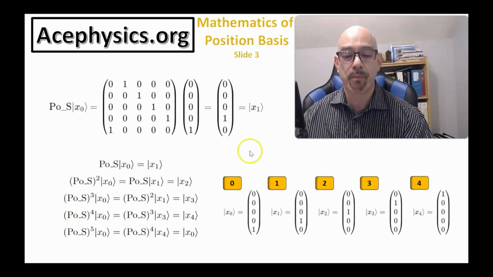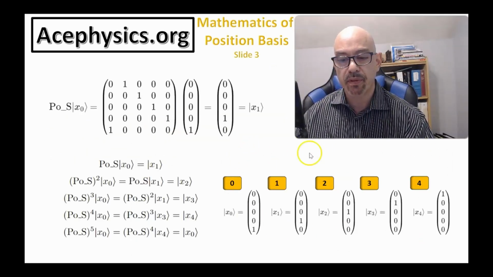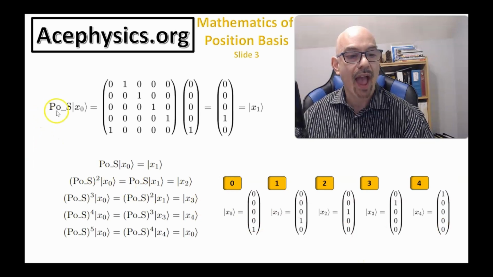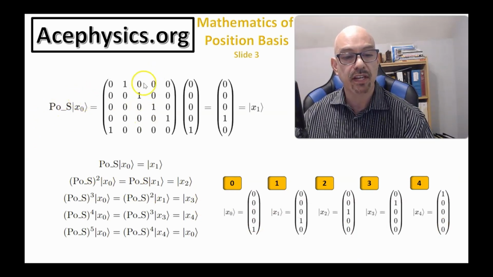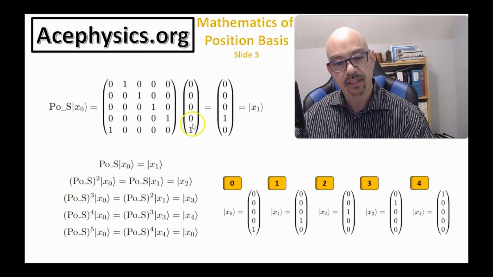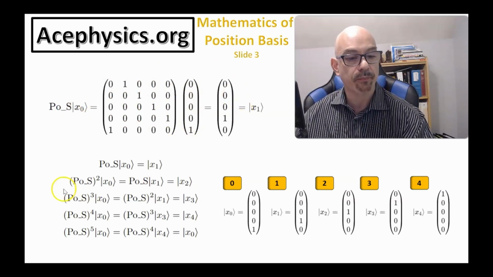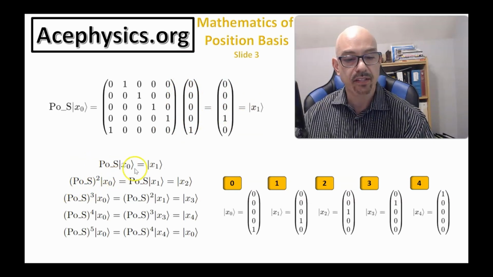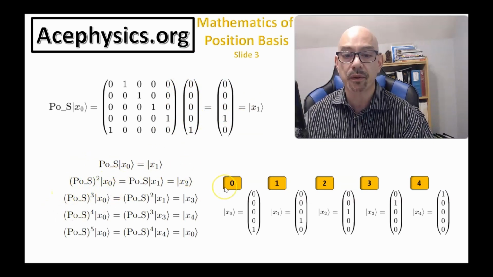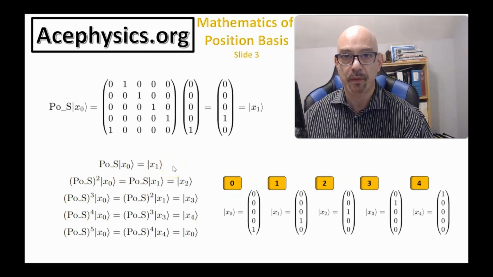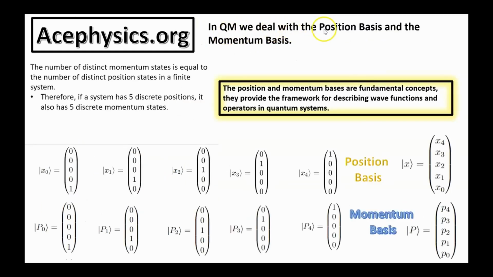To conclude with the position matrix, these are the position states. If I act the position shift matrix onto x0, that calculation is here. Here's the position shift matrix. This is x0. That produces x1. The position shift squared onto x0 gives you x2. Position shift cubed onto x0 gives you x3. This is the way that the position basis works. In quantum mechanics, we deal with the position basis and the momentum basis.